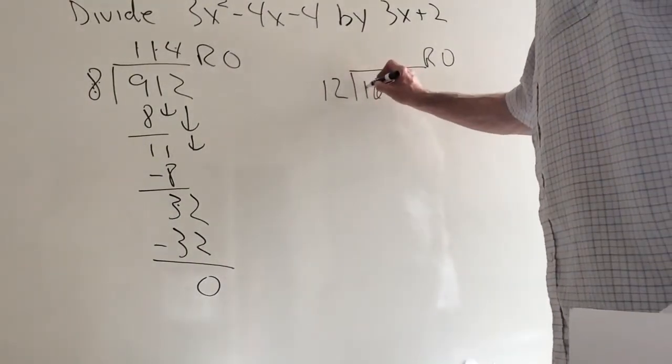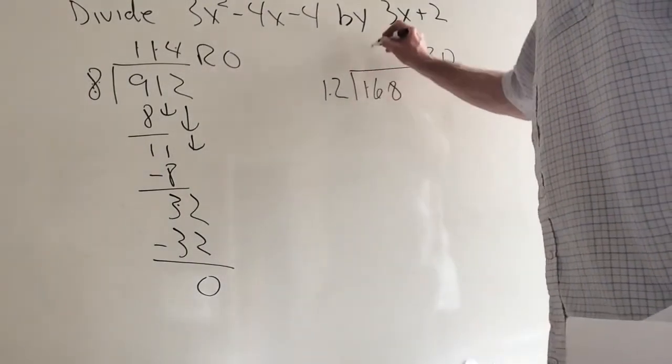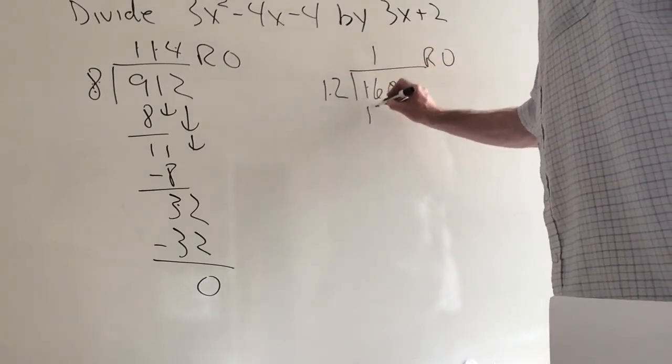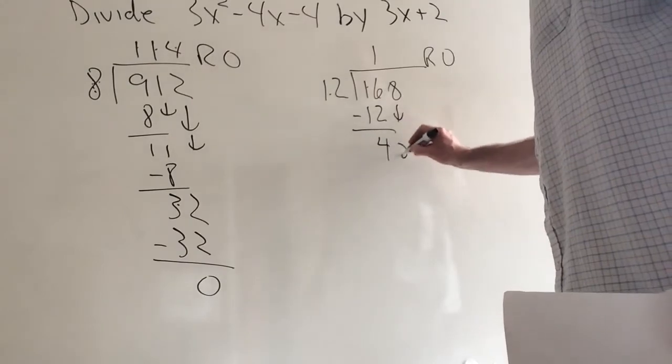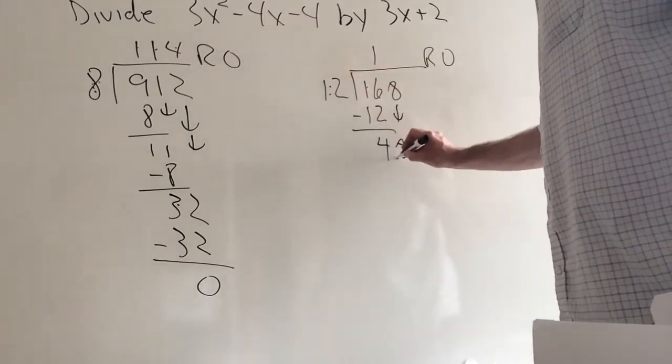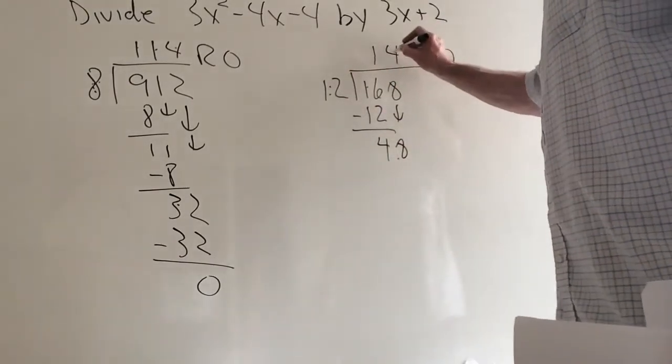So 12 doesn't go into 1, but 12 goes into 16 one time. And again, I'm showing you what you were doing. And then 12 goes into 48 4 times.